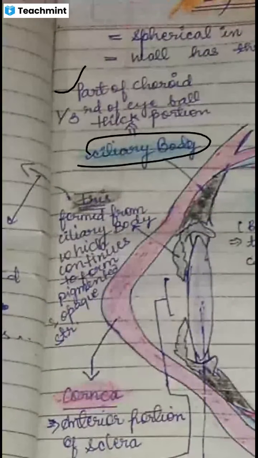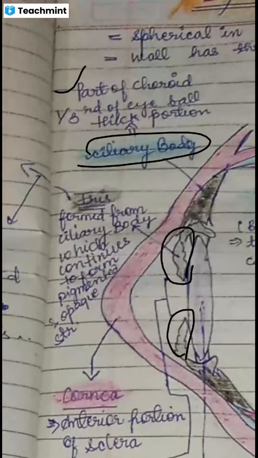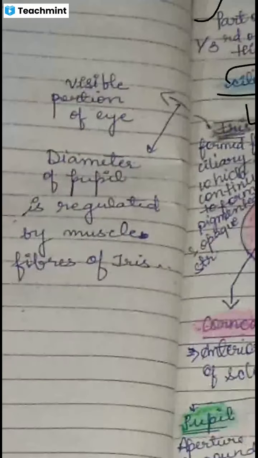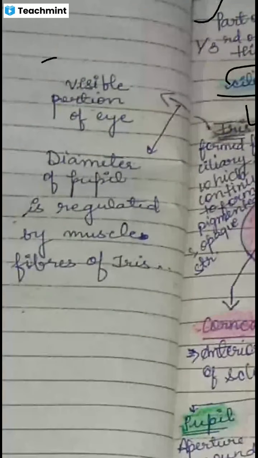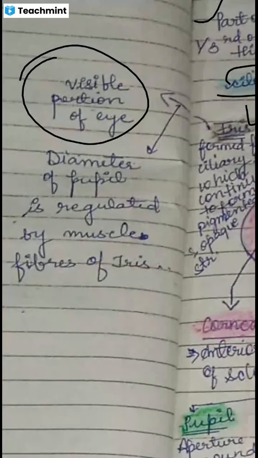Okay. Then talking about iris. This structure is called the iris. The iris is again formed from the ciliary body, which continues to form a pigmented opaque structure, that is iris. The iris is the visible portion of the eye that you can see with your eyes. The diameter of the pupil is regulated by the muscle fibers of the iris.